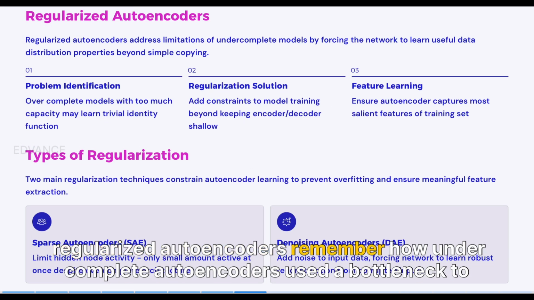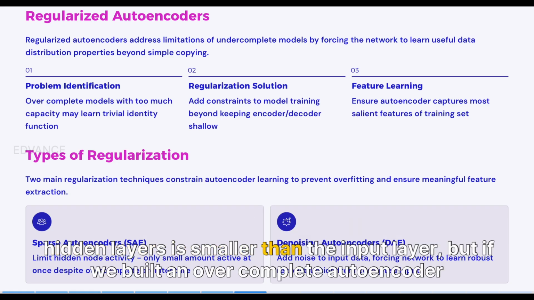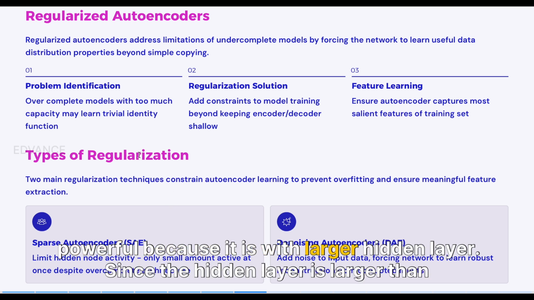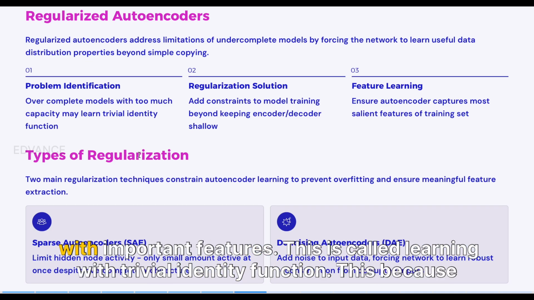Regularized autoencoders. Remember how undercomplete autoencoders used a bottleneck to force compression. That worked because the bottleneck was smaller than the input. It means the hidden layer is smaller than the input layer. But if we build an overcomplete autoencoder where the hidden layer is larger than the input layer, in that case the network becomes so powerful because of the larger hidden layer. Since the hidden layer is larger than the input layer, it may just learn to copy the input into the output directly without compressing to important features.